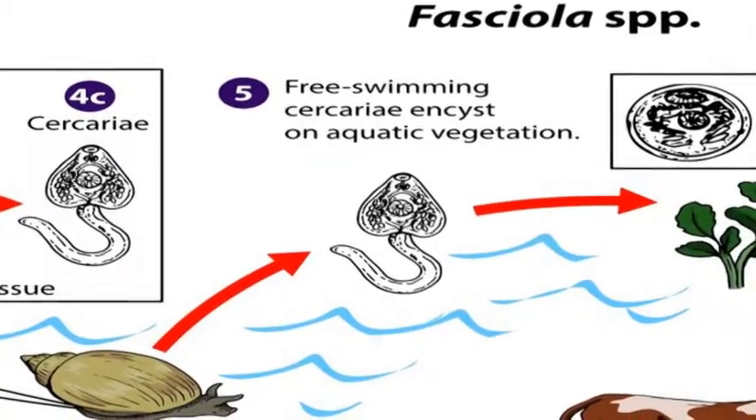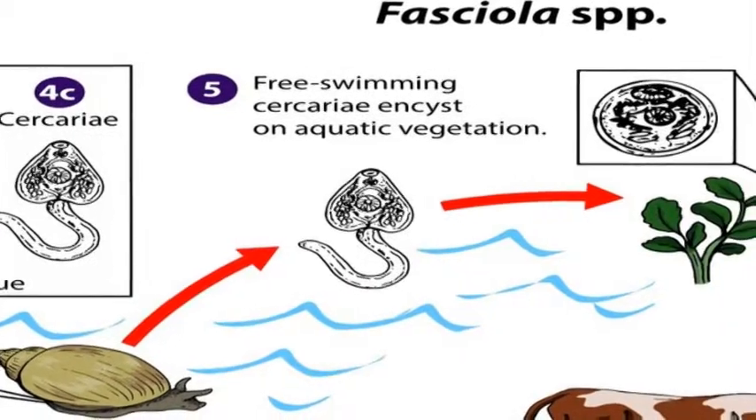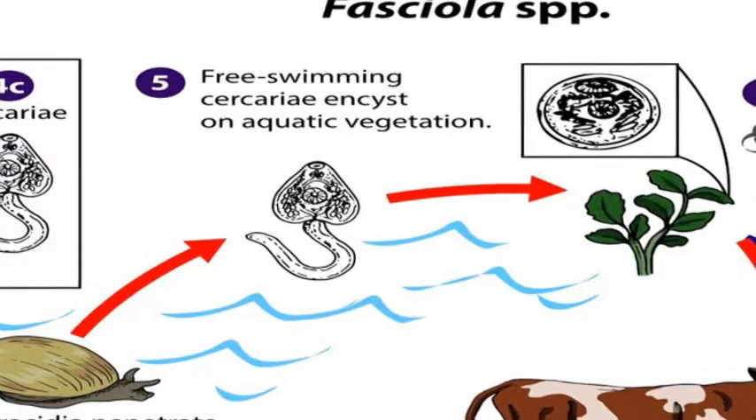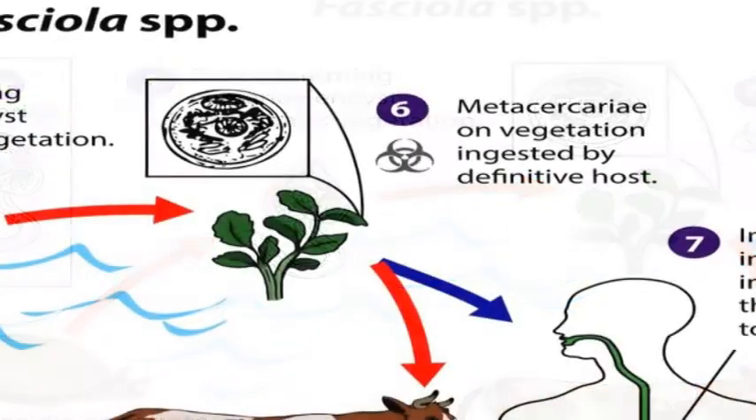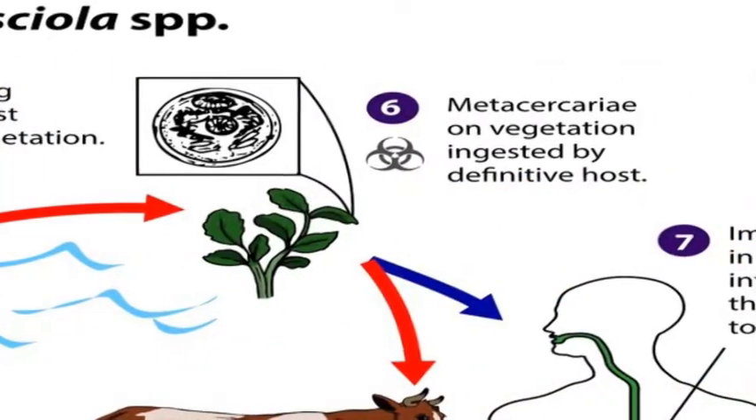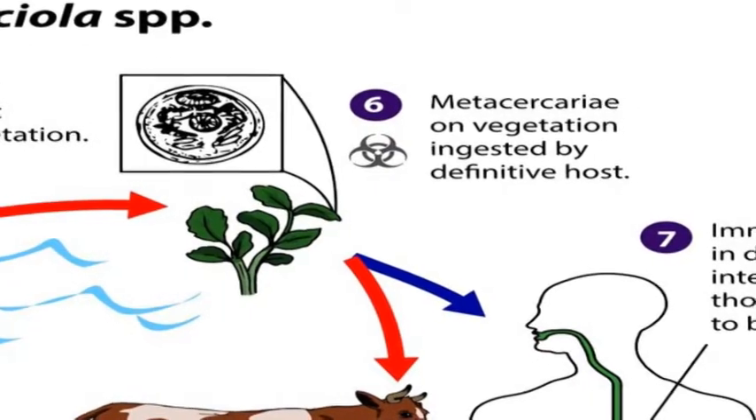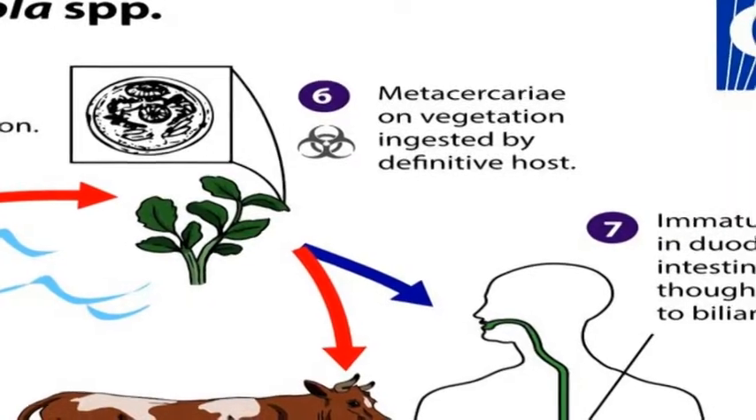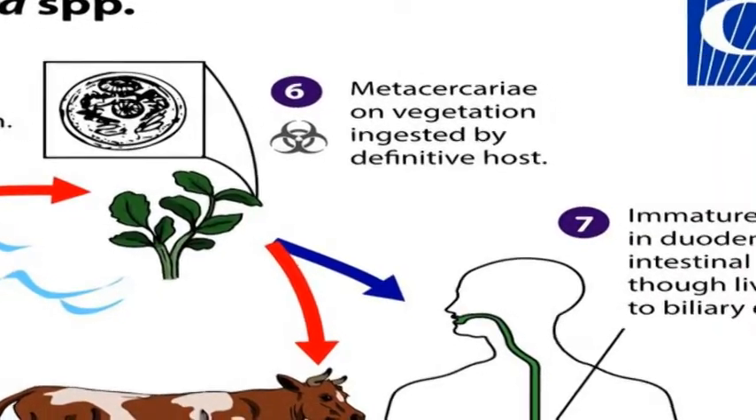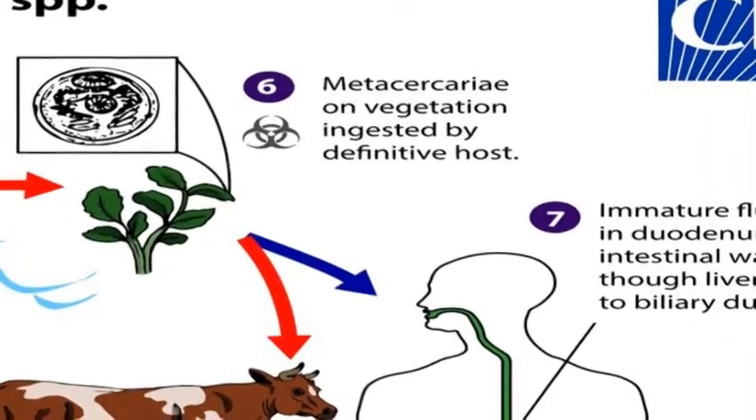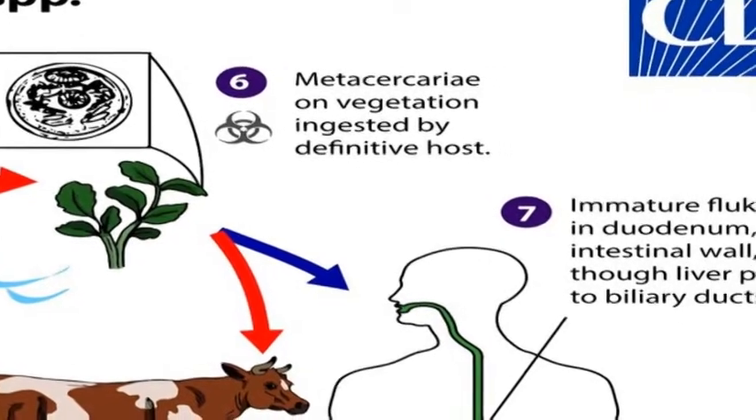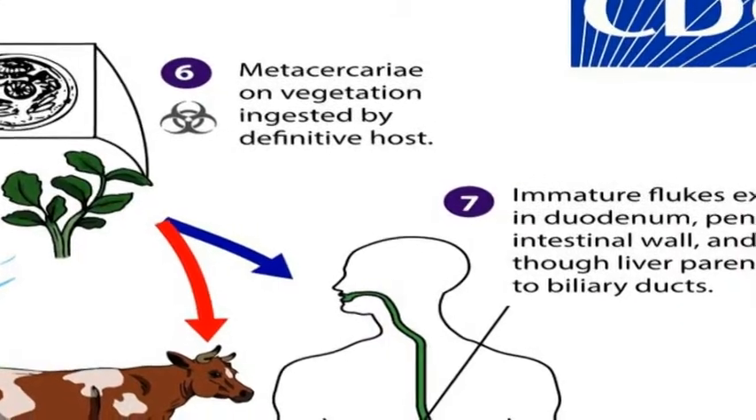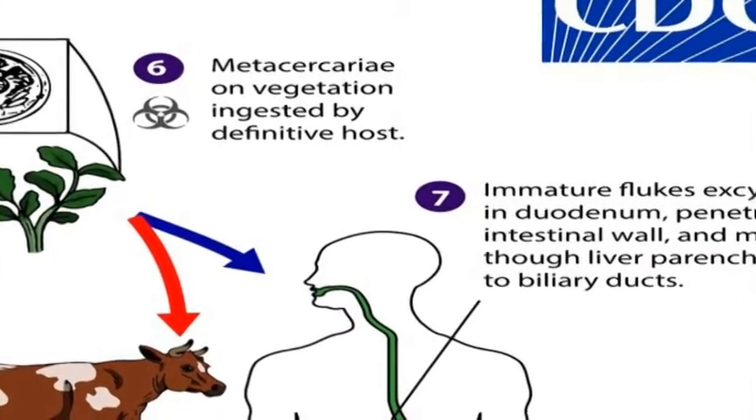So next, the cercariae are released from the snail. In 5, they encyst as metacercariae on aquatic vegetation or other substrate. Humans and other mammals become infected by ingesting metacercariae-contaminated vegetation. So what is metacercaria? It is a tailless, encysted late larva of a digenetic trematode that is usually the form which is infective for the definitive host. So next, 6.